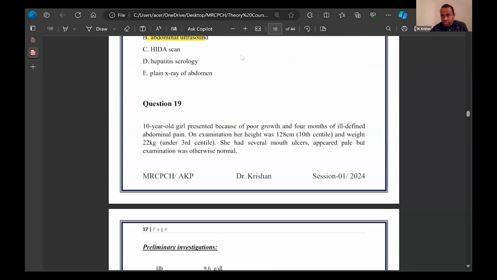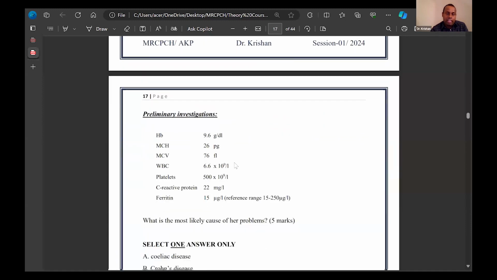Right. Last two questions, then we will stop the session for today. A 10-year-old girl presented because of poor growth and 4 months of ill-defined abdominal pain. On examination, her height was 128 centimeters. Weight is 22 kilos. She had several mouth ulcers, appeared pale, but examination was otherwise normal.